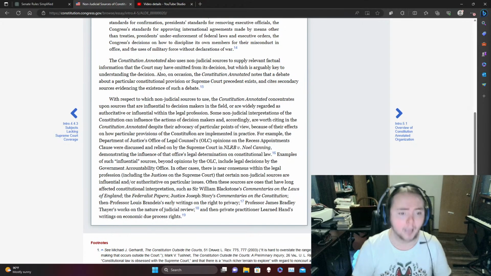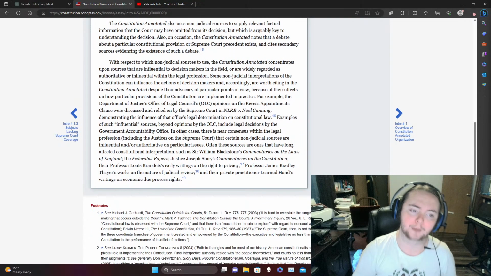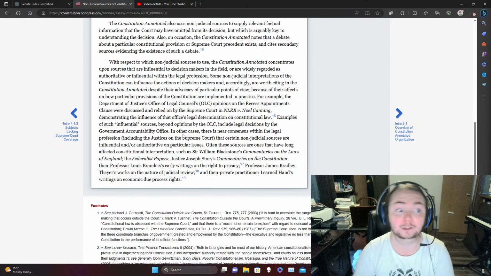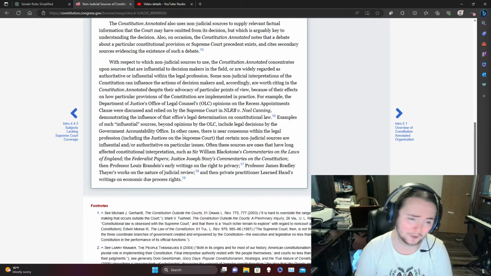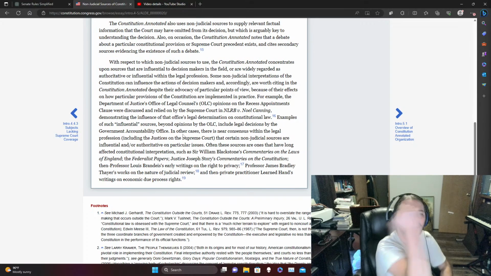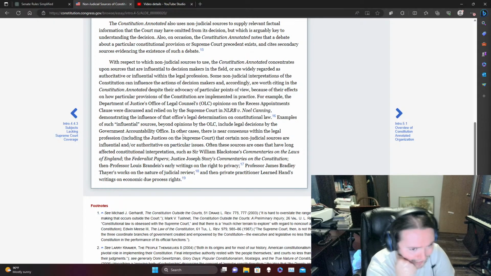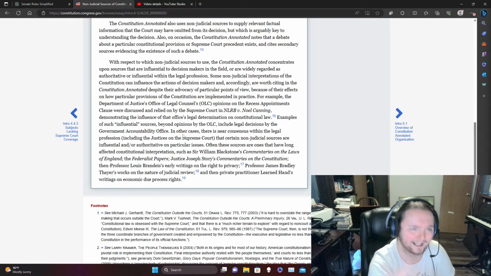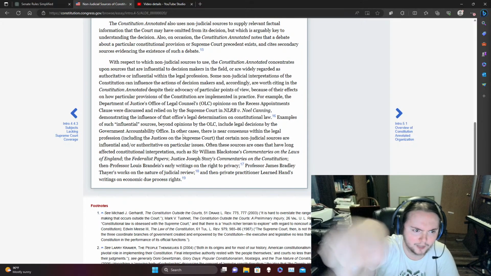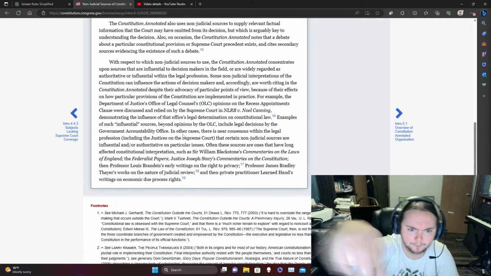With respect to non-judicial sources, the Constitution Annotated concentrates upon sources that are influential to decision makers in the field, or are widely regarded as authoritative or influential within the legal profession. Some non-judicial interpretations of the Constitution can influence the actions of decision makers and accordingly are worth citing in the Constitution Annotated despite their advocacy of particular points of view because of their effects on how particular provisions of the Constitution are implemented in practice.